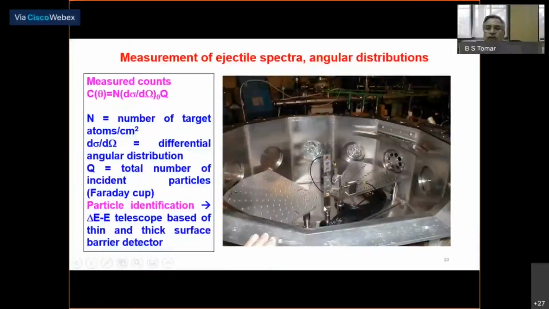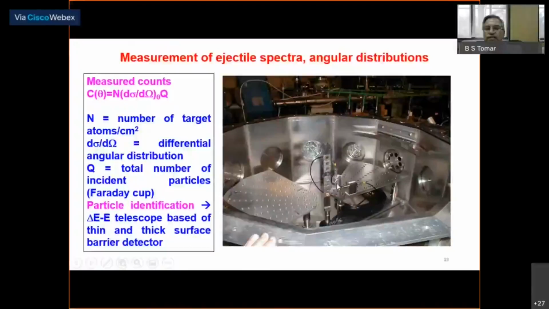So you have a target ladder here. On the target ladder you mount multiple targets, and then the detectors are placed. There are 2 detectors here. You can see here, so you can put multiple detectors at a particular angle. And if you are determining charged particles, you have to resolve the charged particles like proton, alpha, so you require delta E-E telescopes based on surface barrier detectors. And you have this chamber at very high vacuum, 10⁻⁶ torr.